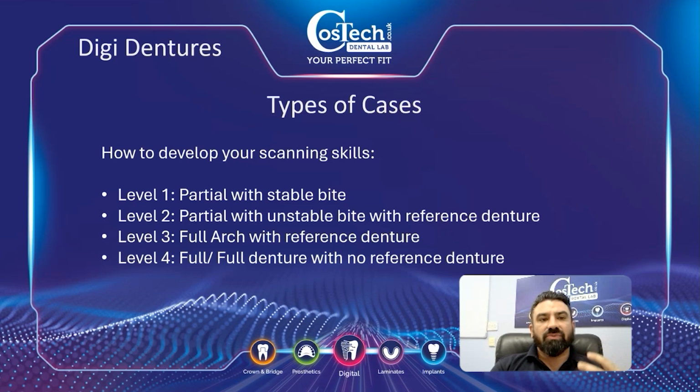The next one is a full arch. So basically an edentulous patient, either upper and lower, or you're just replacing one of them, scanning the edentulous arch and then scanning the denture, and then scanning it with the denture in place.